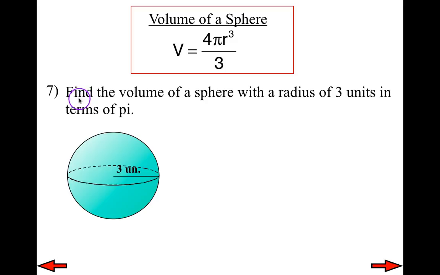So it says here, find the volume of a sphere with a radius of 3 units in terms of pi. So again, I'm going to be asked to leave it in terms of pi. So all you really need to do is identify what the radius is. And so here, it is half the length of the circle. So I'm going to say the radius is 3. So I'm going to plug that in. 4 pi 3 cubed divided by 3.